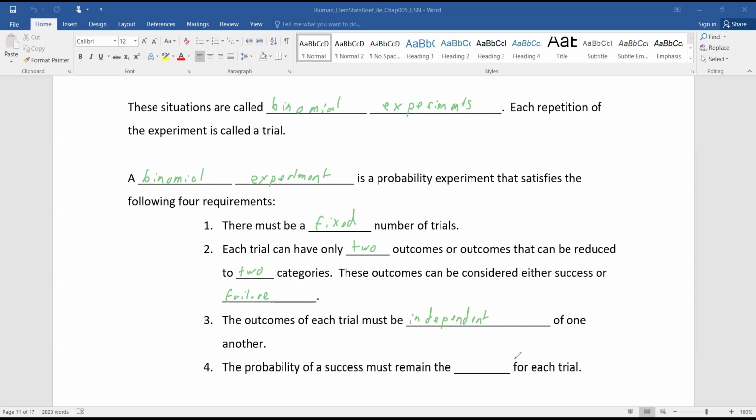And then the fourth one, the probability of success must remain the same for each trial. So this can't just be the more times I do it, the more likelihood that I'll be successful. It has to be the same. It has to be the same likelihood each time an event happens. All right, so those are the four requirements for a binomial experiment.